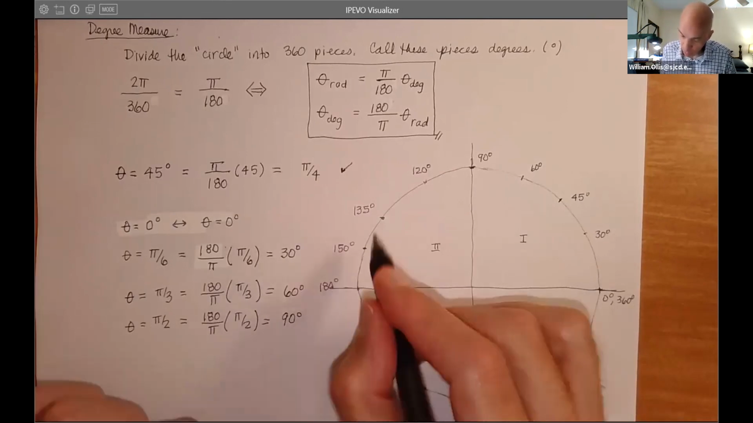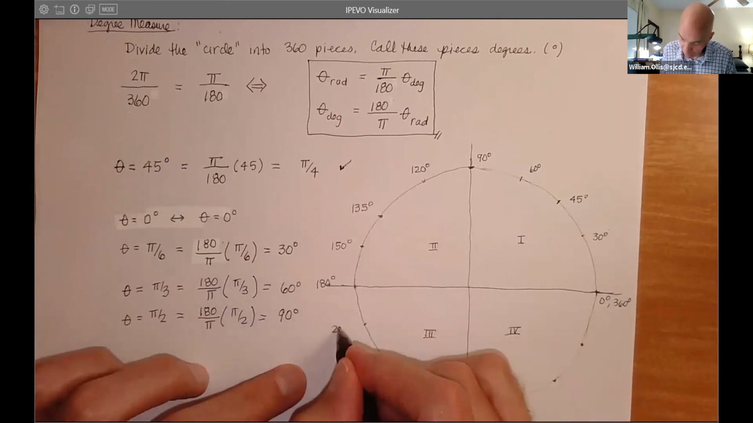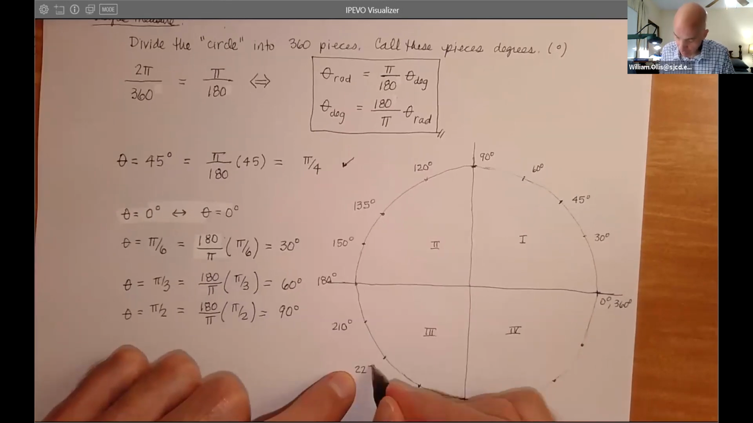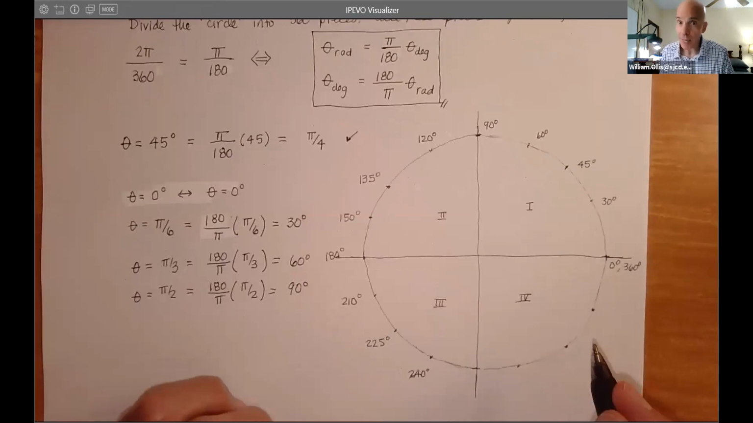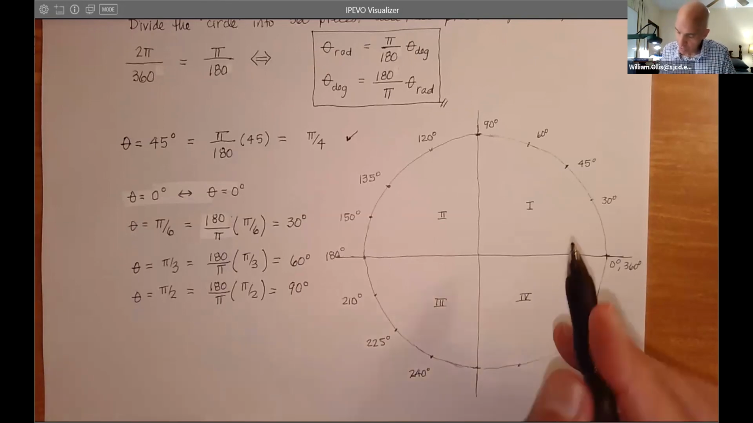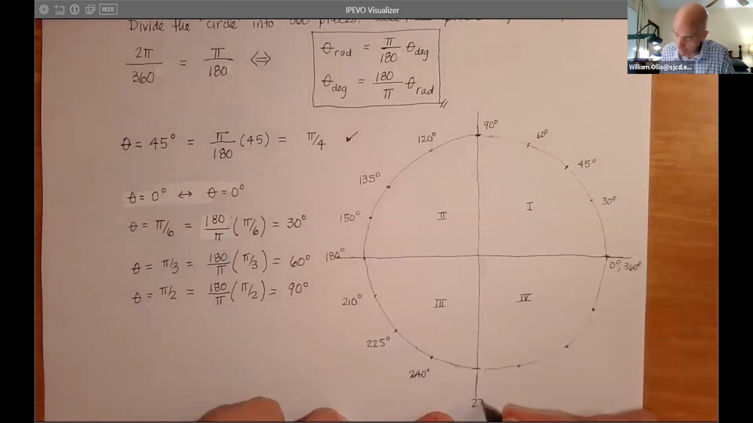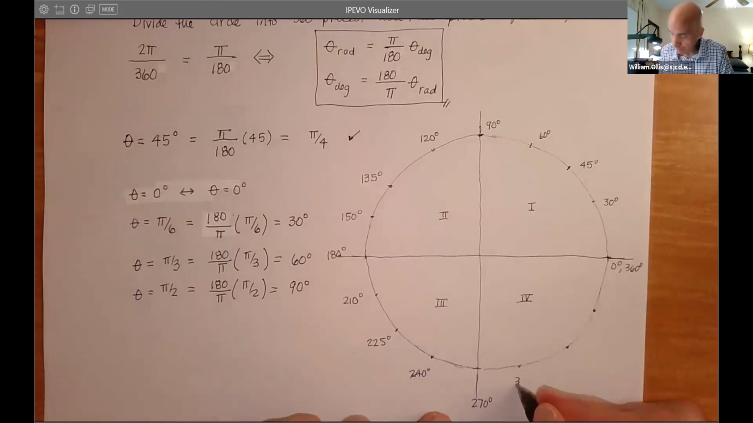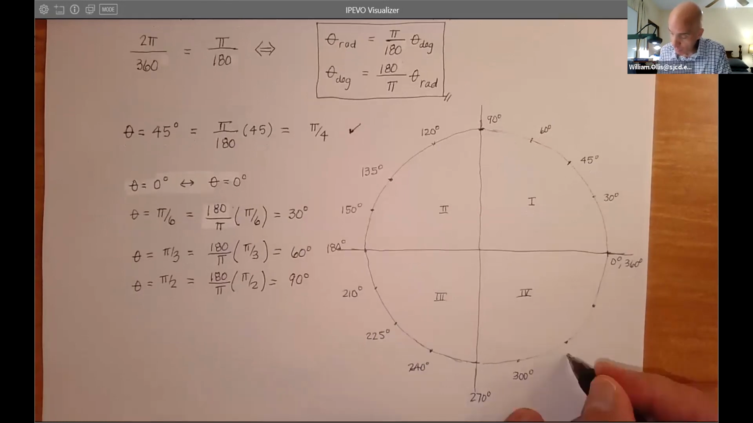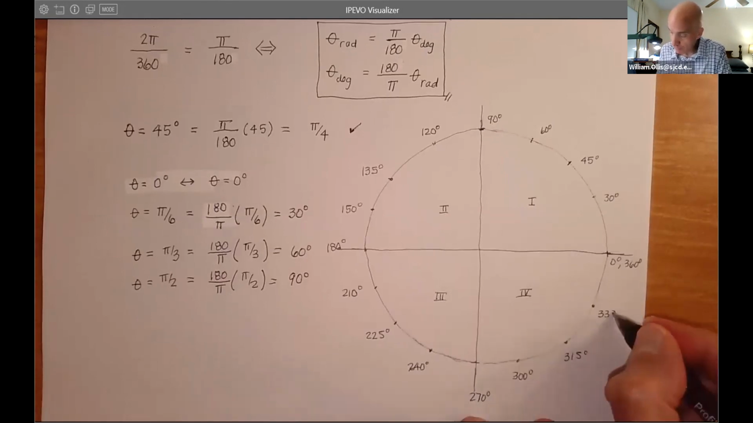Now just add 30 to 180, we get 210. Add 45 to 180, we get 225. Add 60 to 180, we get 240. Not very difficult, huh? The radian measure is much more complicated. That's why you see this is popular and why it has stuck. And then of course, 3 times 90, that's 270. Now add 30, we get 300. And then here we can add 45, that gives us 315. Now add 60, that gives us 330.